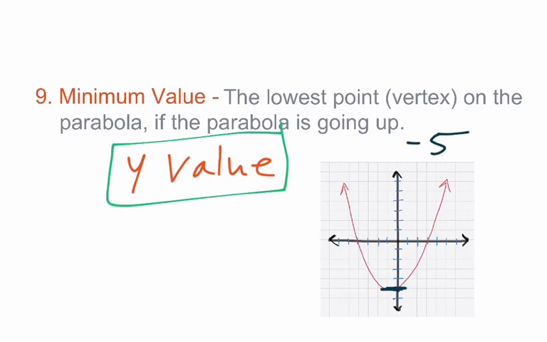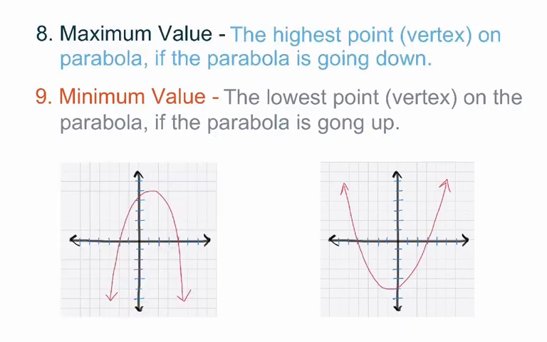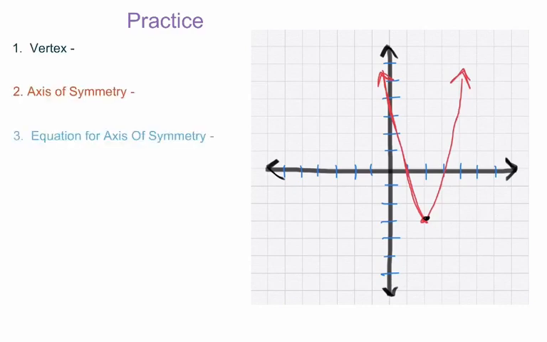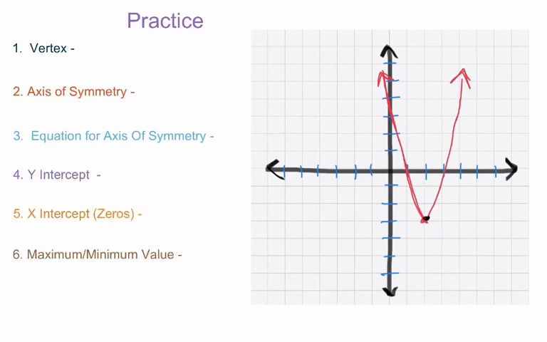We're looking at maximum and minimum values, okay? So maximum, minimum, and let's do a real quick review, real quick practice. I sketched in a real quick, kind of a rough parabola there. And let's see if we can get the vertex, the axis of symmetry, put an equation for the axis of symmetry, y-intercept, the x-intercept or the zeros, and then get either the maximum or the minimum values.